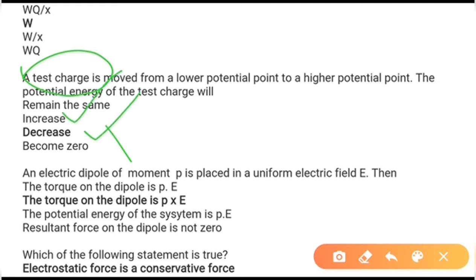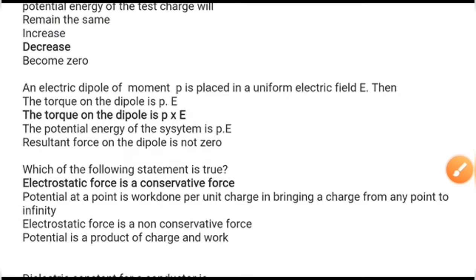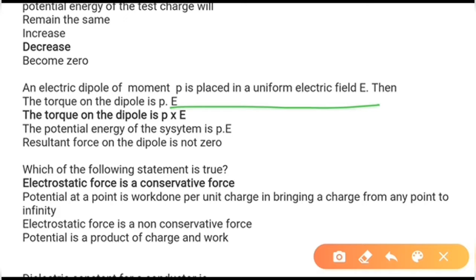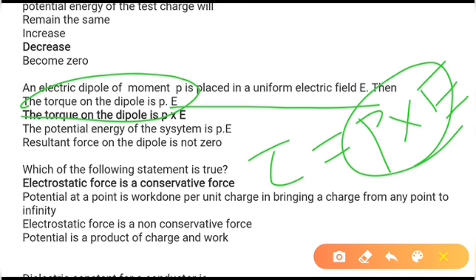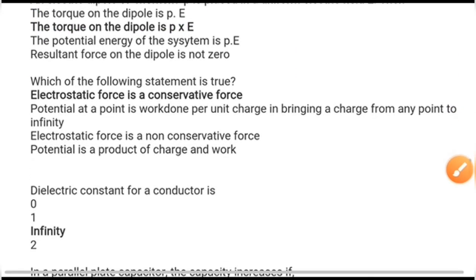So next question, an electric dipole of moment P is placed in a uniform electric field, then what is the torque on the dipole? Torque, we know the formula, already derived, tau is equal to PE sin theta, that is P cross E. It's a cross product, which gives sin theta. So the answer is the first one.